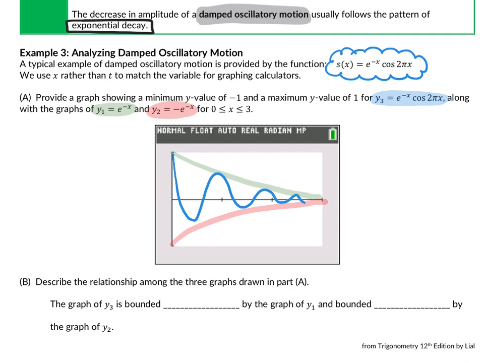So to describe the relationship among the 3 graphs in part A, the graph of y3, which is blue, is bounded to y1, which is my green one. So it is bounded above by that green graph because the green graph is always sitting on top of the blue one. And my blue graph is bounded below by the red graph. So these 2 exponential decay functions, which we did learn about last semester, control how much the motion is going to bounce back and forth.